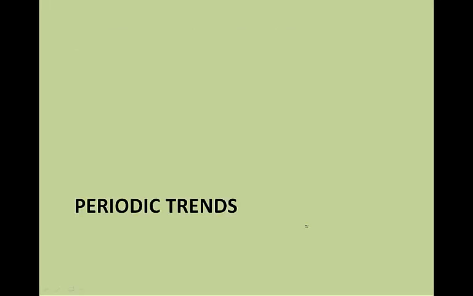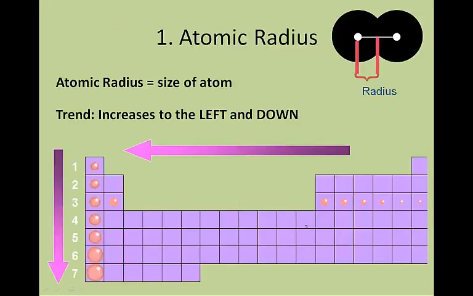Okay, let's talk a little bit about trends in the periodic table. The first trend I want to talk about is atomic radius. Because they have similar properties within a group and period, they will tend to have similar trends, but they will vary periodically. That's kind of how the periodic table is arranged.